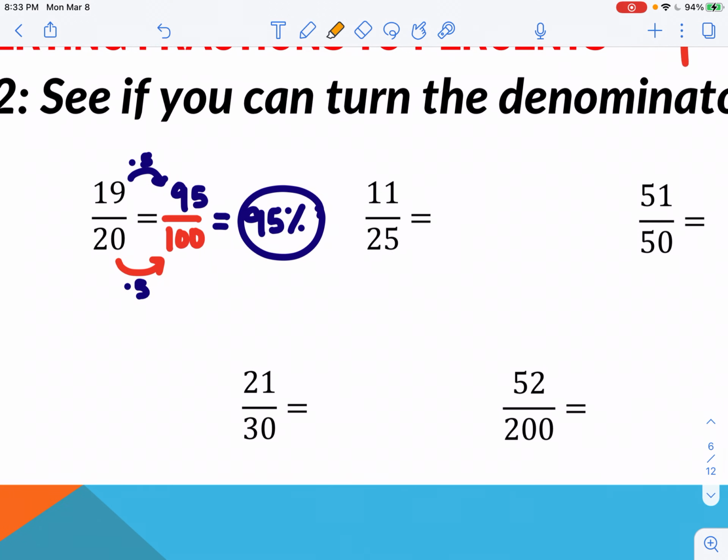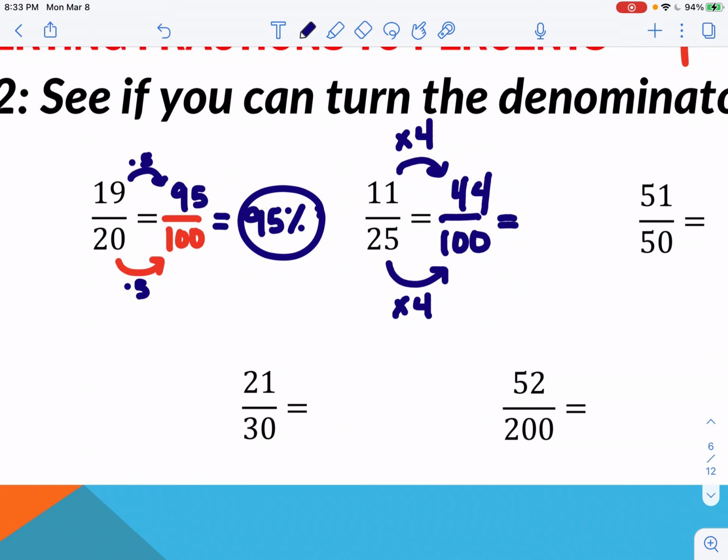All right, let's take a look at this next one, 11 over 25. Can we turn that denominator into 100? Absolutely. We can multiply by 4. So we're going to make an equivalent fraction first, 44 over 100, and we're going to make that into a percent. What's 44 hundredths as a percent? Good, 44%.